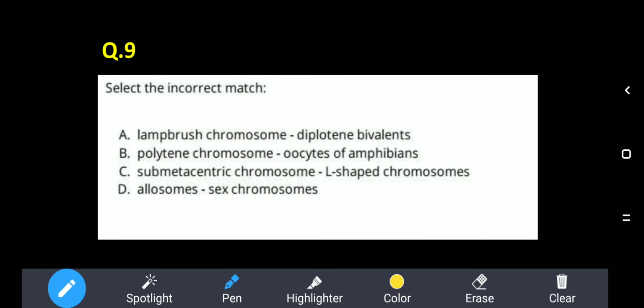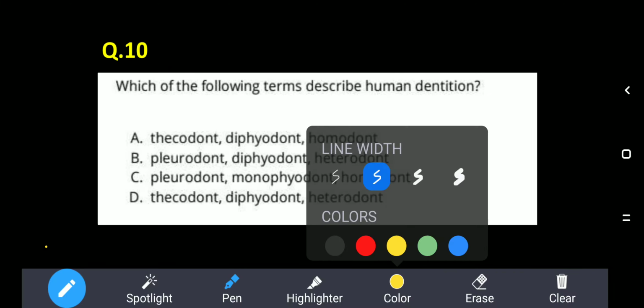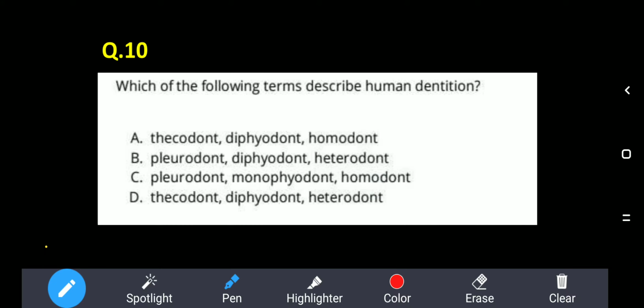Next question: which of the following terms describes human dentition? What is the meaning of dentition? The arrangement of teeth inside our mouth is the dentition. That is the reason why the doctors are called dentists, orthodontists.